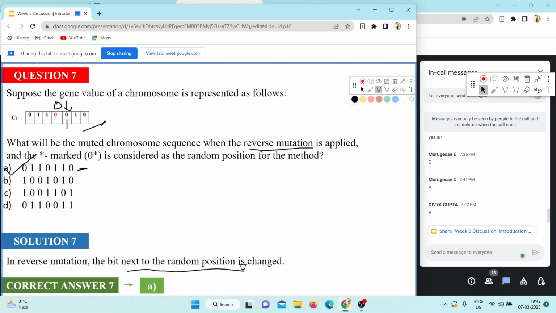Any doubt for this question? Okay, I hope no doubt for this question. This is simple. Again I am telling what you have to do. The star mark is at your 4th bit, so you have to focus on the bit next to your star mark, that is the 5th bit. In the 5th bit you flip the value, so this 0 will be changed to 1. All the other bits remain as they are. So your answer will be A.